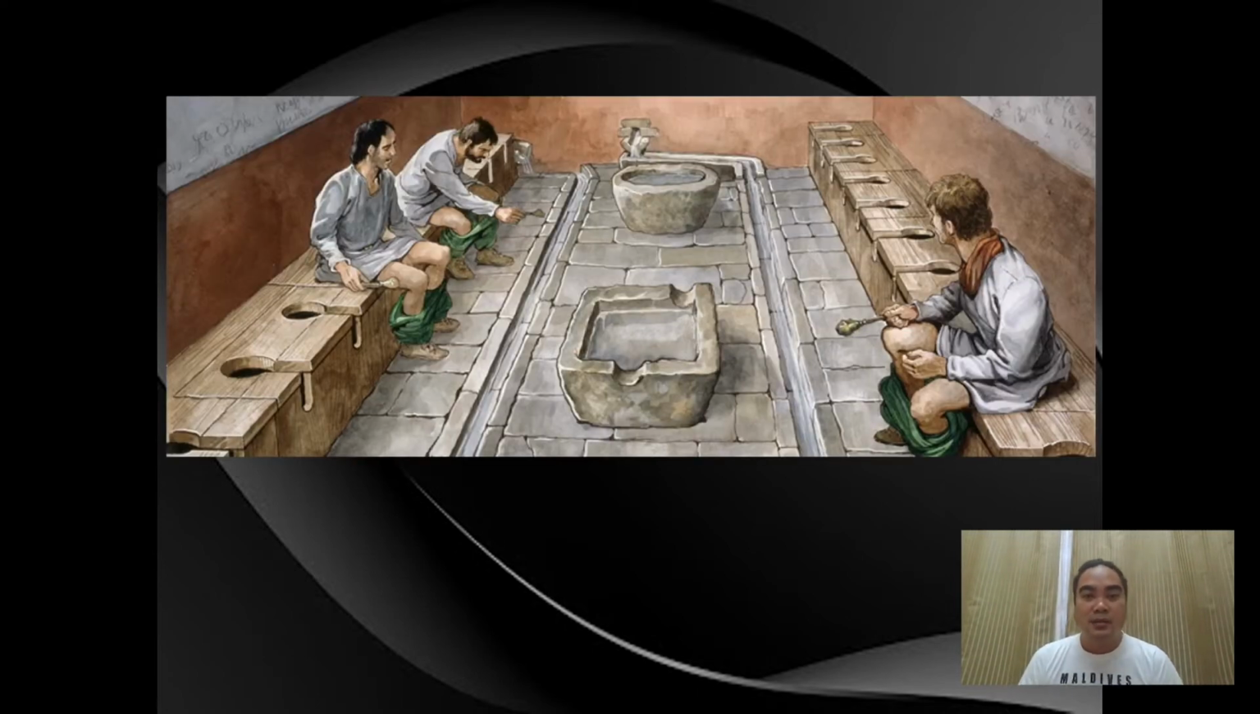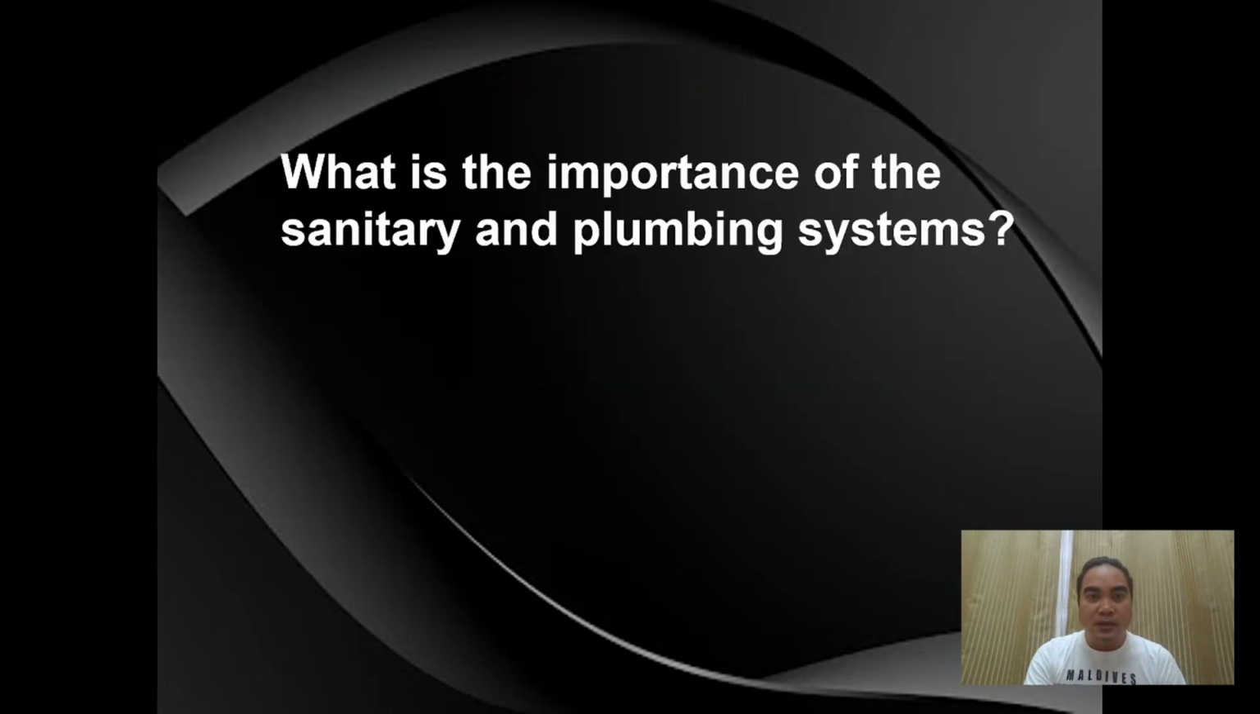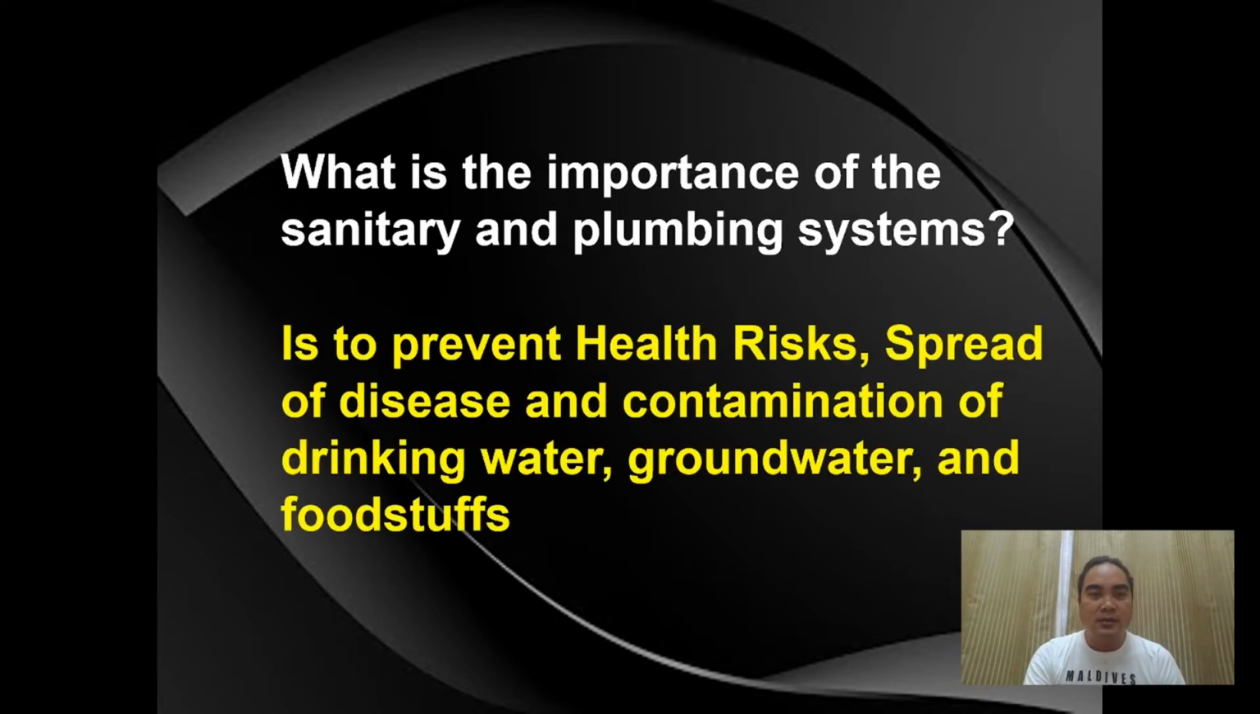So, going back to the history, ito yung sinaunang toilet nila. No? So, noong panahon, ganyan. Yeah? So, what is the importance of the sanitary and plumbing system? Ano bang halaga niya, di ba? So, one is to prevent health risk, spread of disease and contamination of drinking water, groundwater, and foodstuffs. Paano naman, syempre, like what written there, para maging safe naman yung mga drinking water natin, groundwater, mga ginagamit natin sa pang-araw-araw.